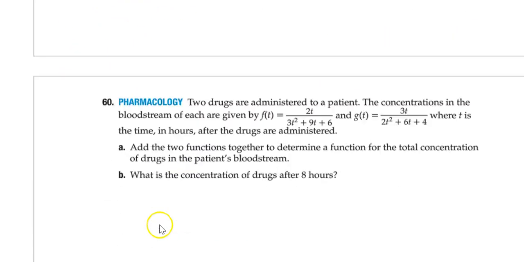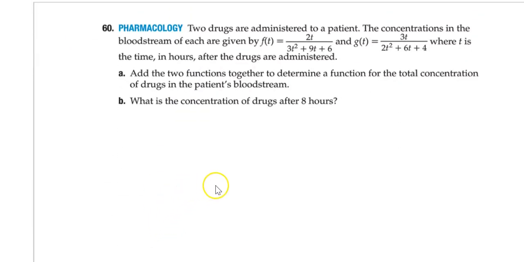So last one. Two drugs are administered to a patient. The concentrations in the bloodstream of each are given by this. F(t) equals that, G(t) equals that, where t is time in hours after the drugs are administered. So adding two functions together to determine the function for the total concentration. So they want me to add the two functions together, right? How do you do it? Just add them up. That one plus that one.